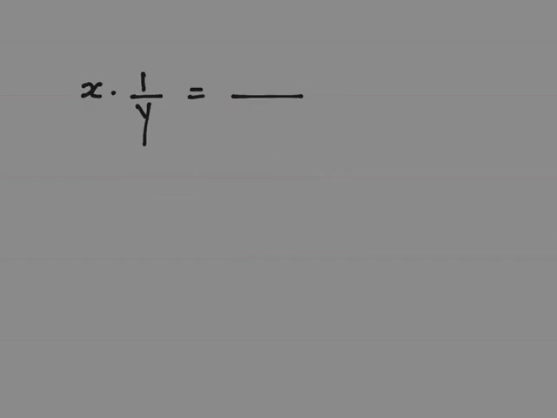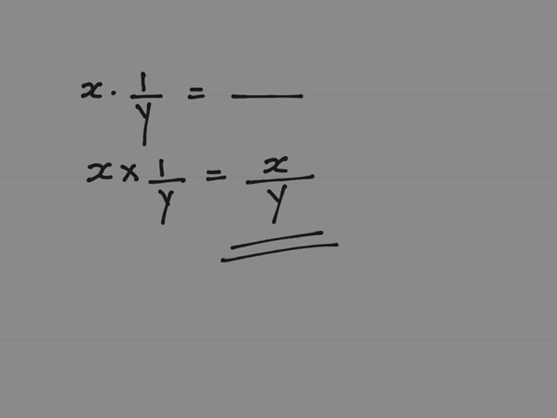Let us solve the next problem. x ÷ 1/y equals what? So that can be written as x times 1 by y. So x times 1, any number times 1 is the same number. So x, write the denominator, the answer is x by y.